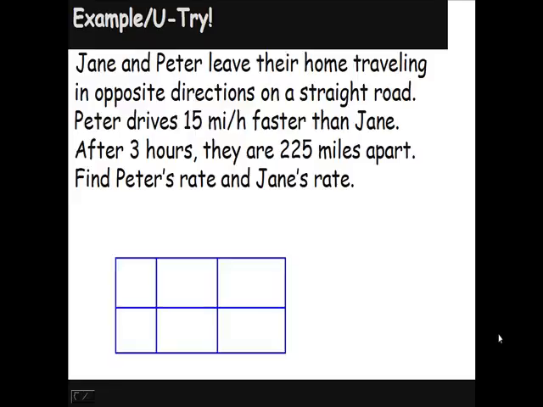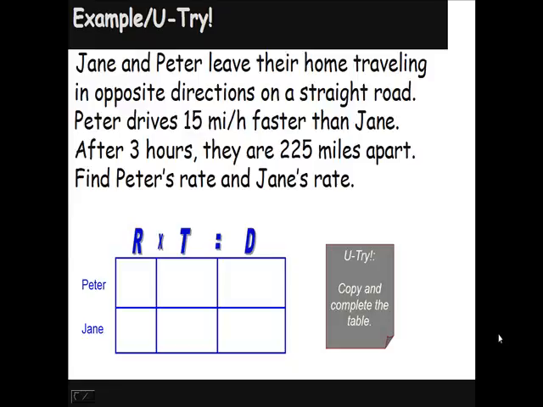Again, let's set up a table. We know that rate times time equals distance. We know we're talking about Jane driving and Peter driving, so we'll just need a row for each one of those. Go ahead and copy the table and complete it. So press pause here. When you're ready to check your answer with mine, press play again.